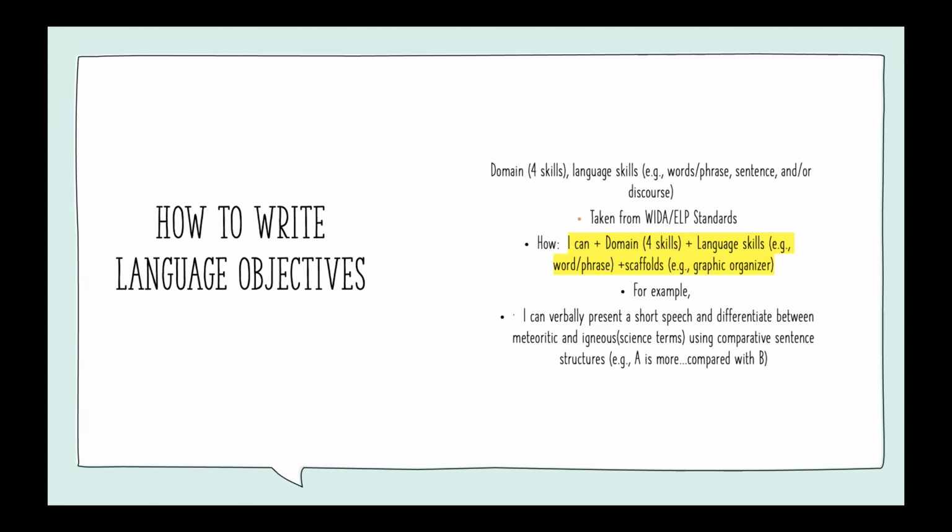So here is one example. I can verbally or orally present a short speech and differentiate between those science vocabulary words, using comparative sentence structure. I can show the structure to the students. So this is very clear for English language learners in terms of what skills they need to develop. And also for teachers, if you set up clear learning objectives for language, you can check, during ongoing assessment, how well students develop this type of language skills.